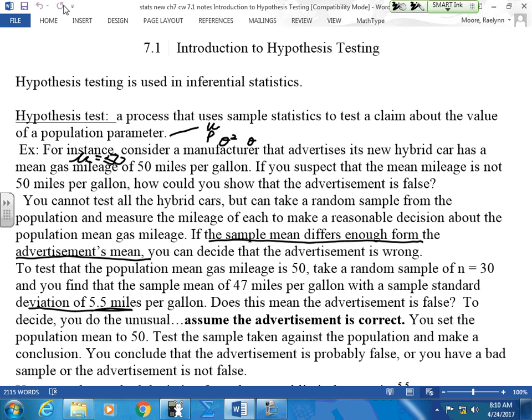You can conclude that the advertisement is probably false, or on the flip side, you only sampled 30 people. Maybe your sample wasn't a very good representative of your population. We're talking about a whole population of hybrid car users, and you only got 30. So that's something you have to retest and retest and retest before you actually prove them wrong.